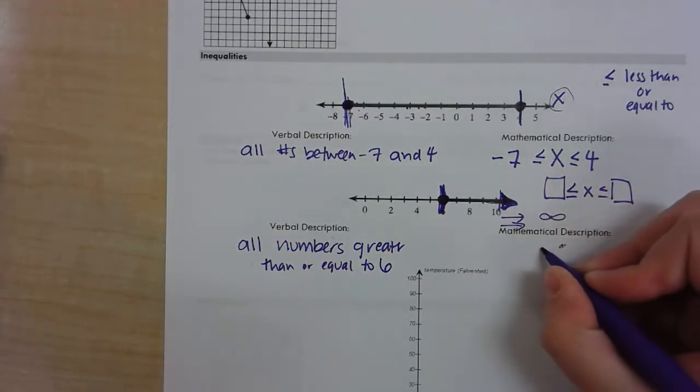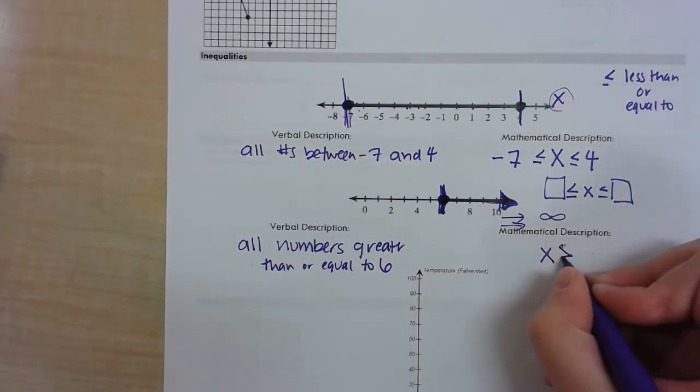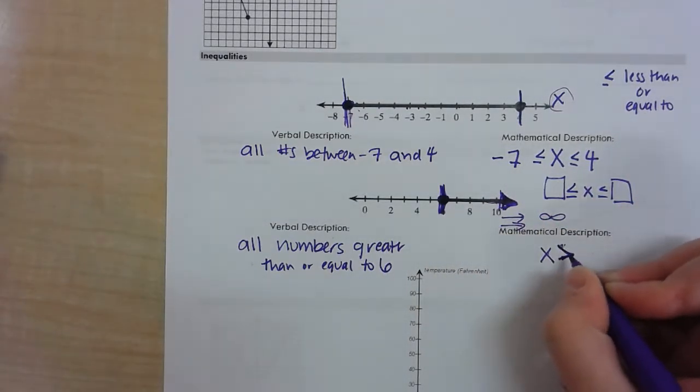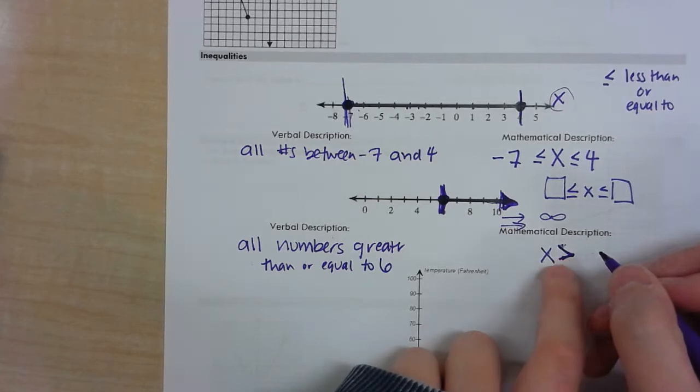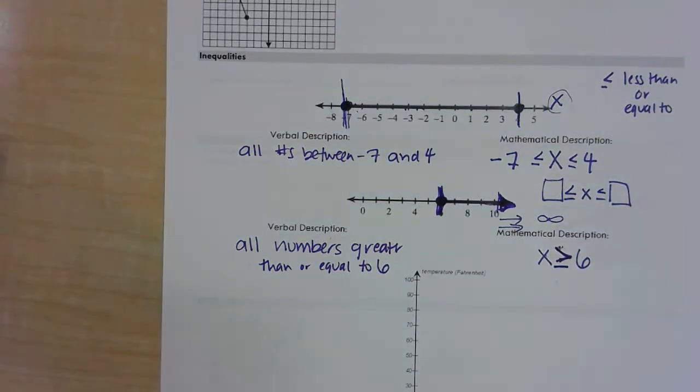Mathematically, remember, I'm going to start with my x. So x, all of the numbers over here have to be greater than, because x is bigger than, so the open end wants to go toward my x, greater than or equal to 6.